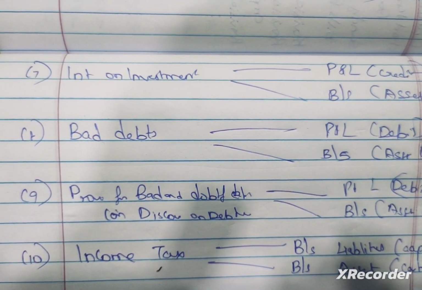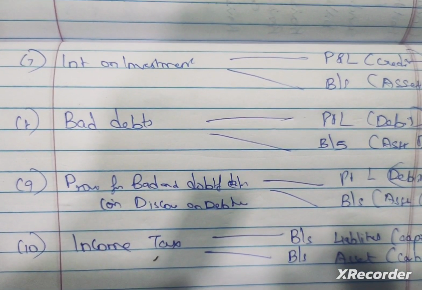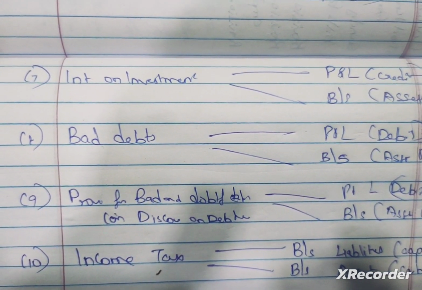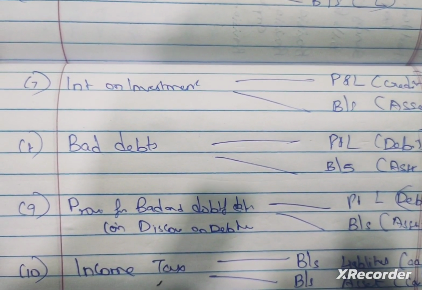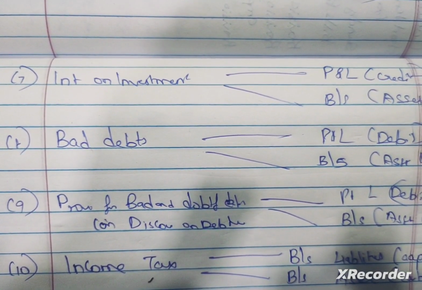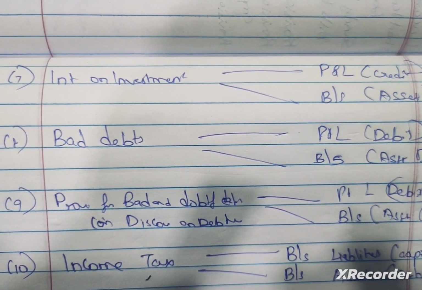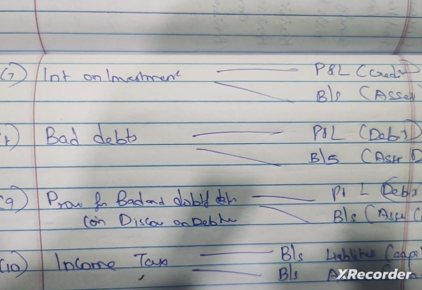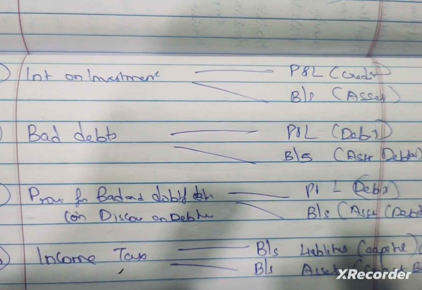Okay, I told that already. Yeah, then we have income tax. Income tax does not occur two times, only in the balance sheet. In the balance sheet liability side you have to subtract it from capital, and in the balance sheet asset side you have to subtract it from the cash at bank.